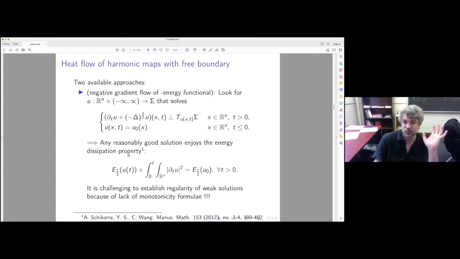Whatever elliptic or parabolic result you look at, if you want to prove something non-trivial, you need to have some sort of monotonicity. So this flow I will call the bad flow, because I don't know how to prove monotonicity.